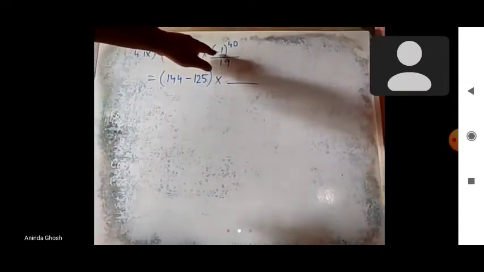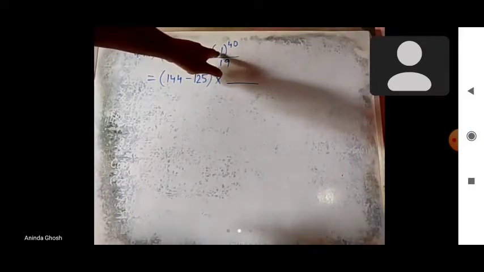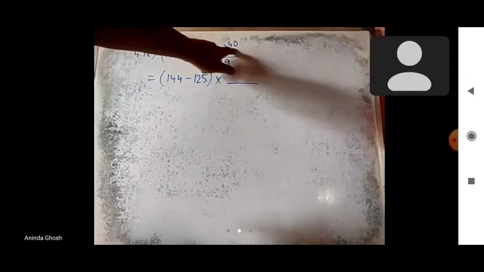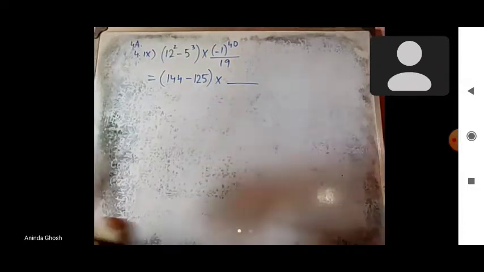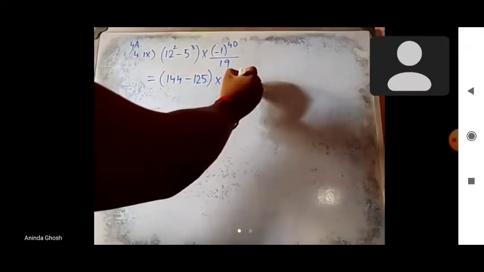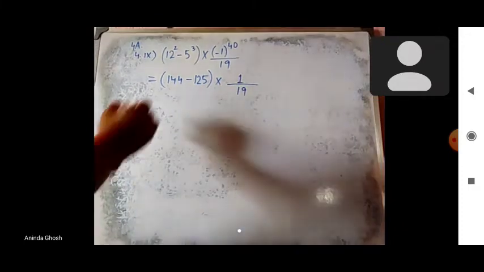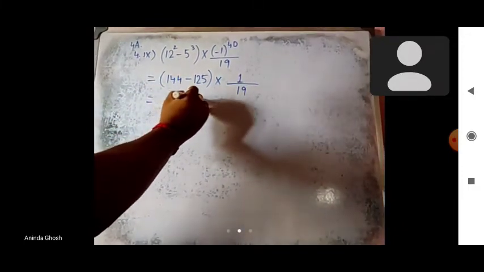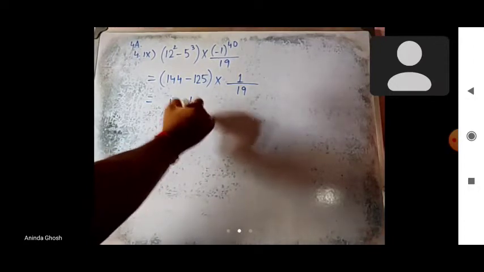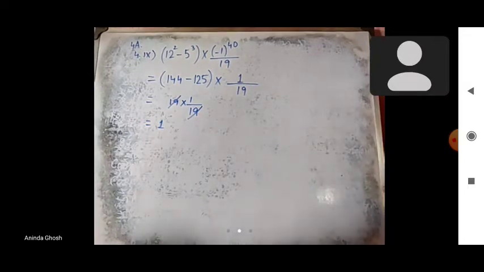So when the base is negative and its power is even, the result always comes out positive. That's why we write plus 1 upon 19. So 144 minus 125 we get 19 into 1 upon 19. 19 are cancelled out and we get 1 as my answer.